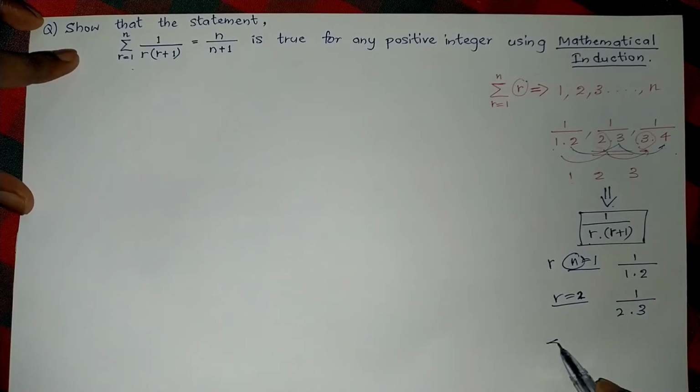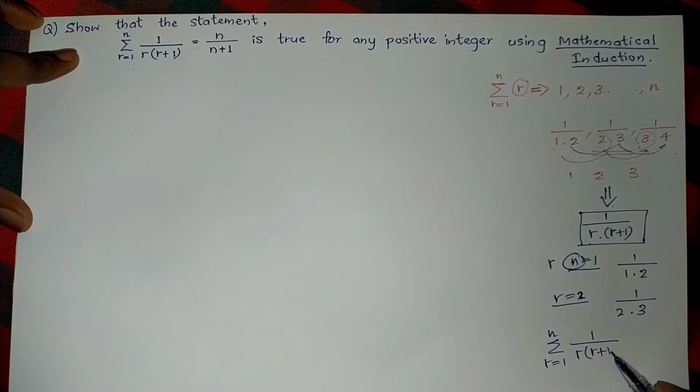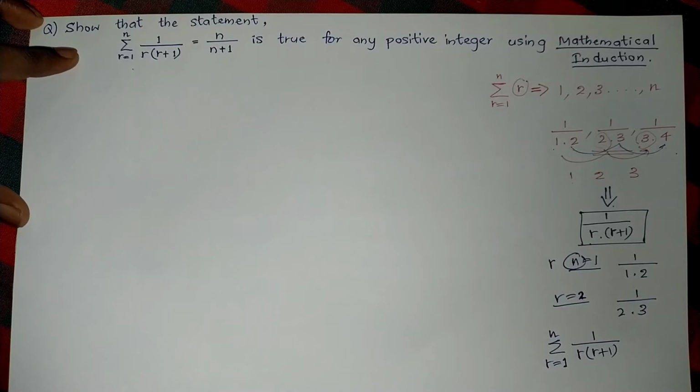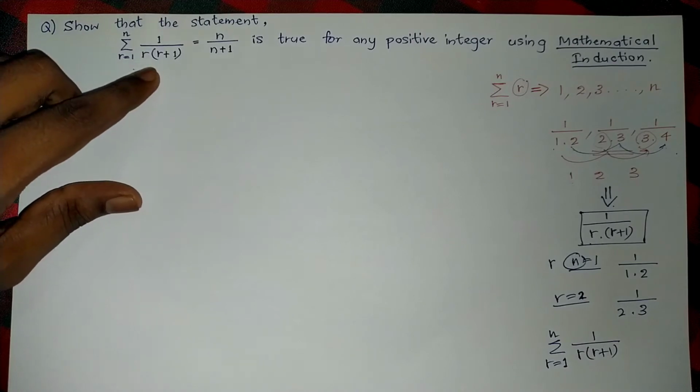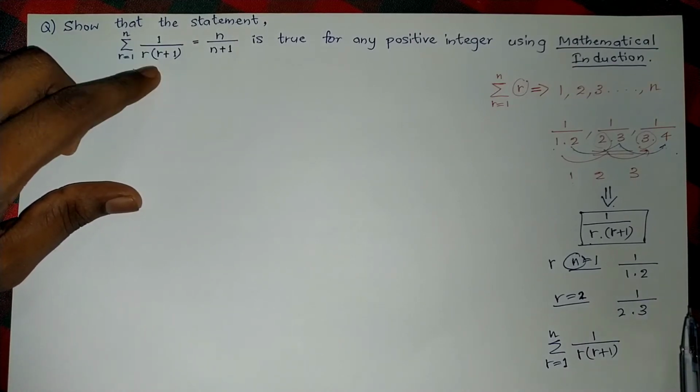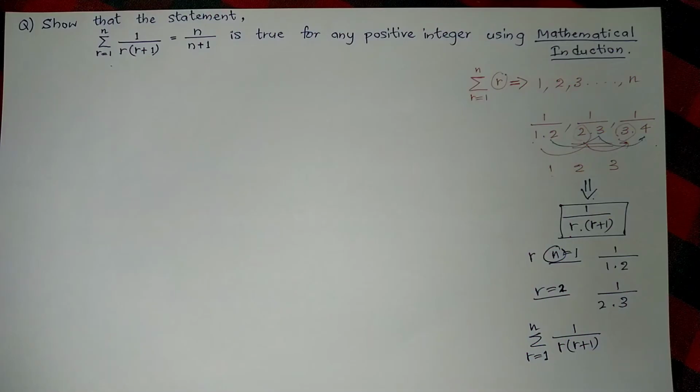Then what is this sigma? Sigma r equals 1 to n means we have to continue our series with this common term starting from 1 to n. So we have n terms of this particular series whose common term is this. So it is a series. Intentionally I took the same common term which we have in this particular question. Let's start with this mathematical induction question.